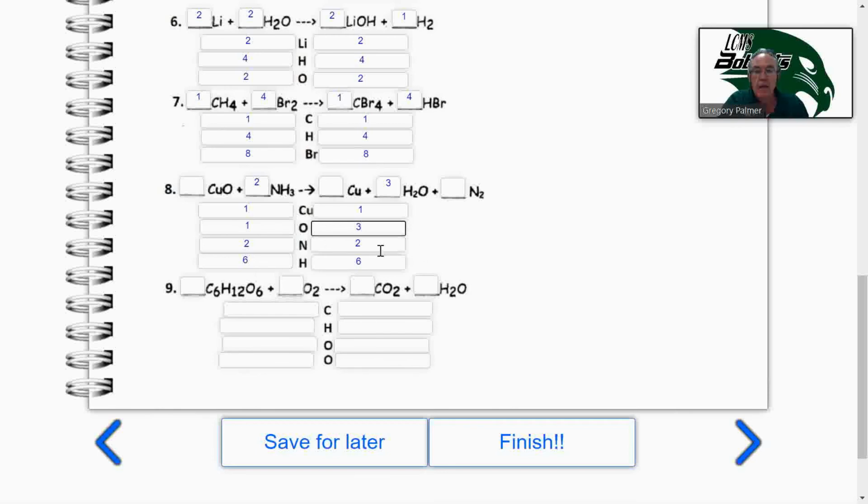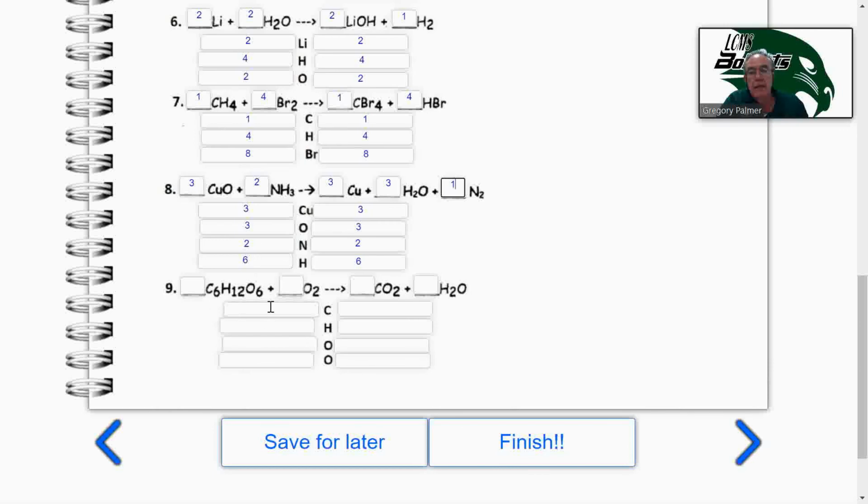Okay? So I see that I don't have enough oxygen on the reactant side. I see it comes over here, so I'm going to put a 3 here, and then it makes this 3 coppers and 3 oxygens. So I'm going to need a 3 here. That makes this 3 coppers. 3, 3, 2, 2, 2. So this looks balanced. Put 1 there.